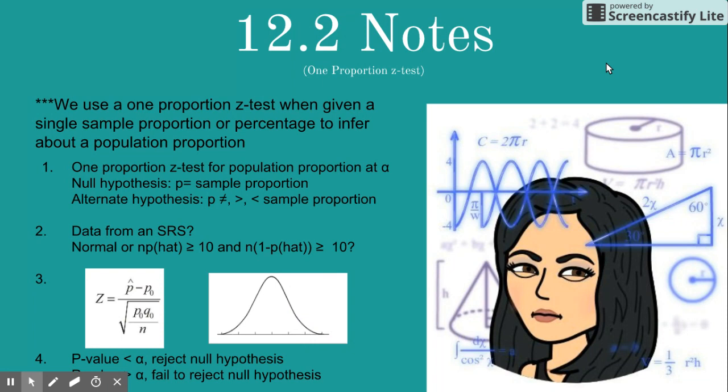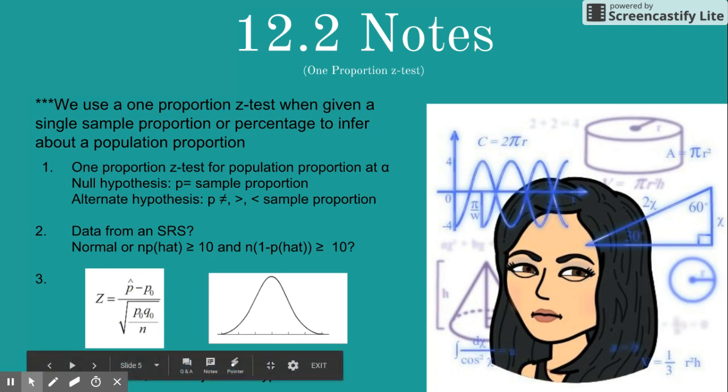12.2 notes, one proportion z-test. When do we use this? We use this when we are given a single sample proportion or percentage in a problem to infer about a population proportion. So again, we'll go over this 4-step process.